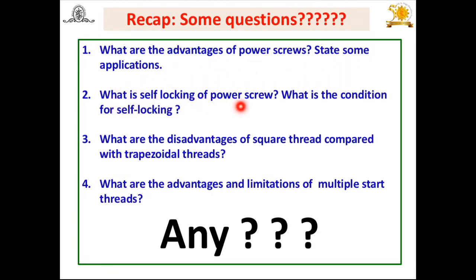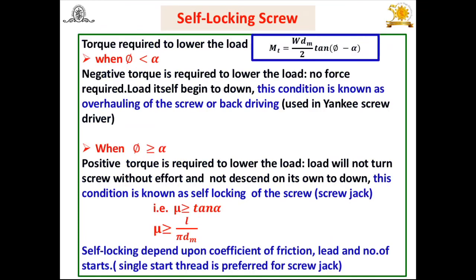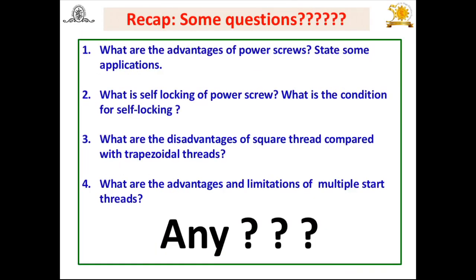Then what is self-locking of the power screw? Self-locking means preventing its movement in the downward direction. For that purpose, different conditions are used. What are the different conditions? Phi should be greater than alpha, mu should be greater than or equal to tan alpha, and mu should be greater than or equal to L upon pi dm. These are the conditions for self-locking.